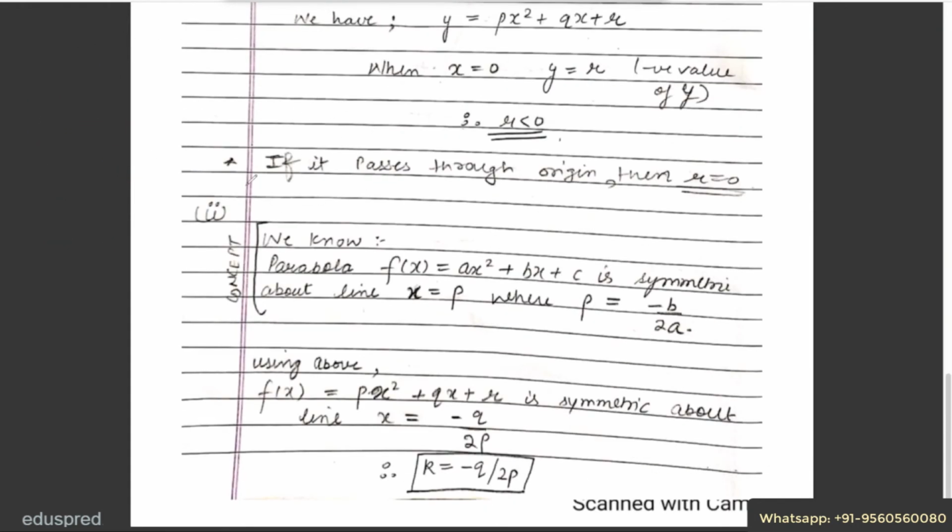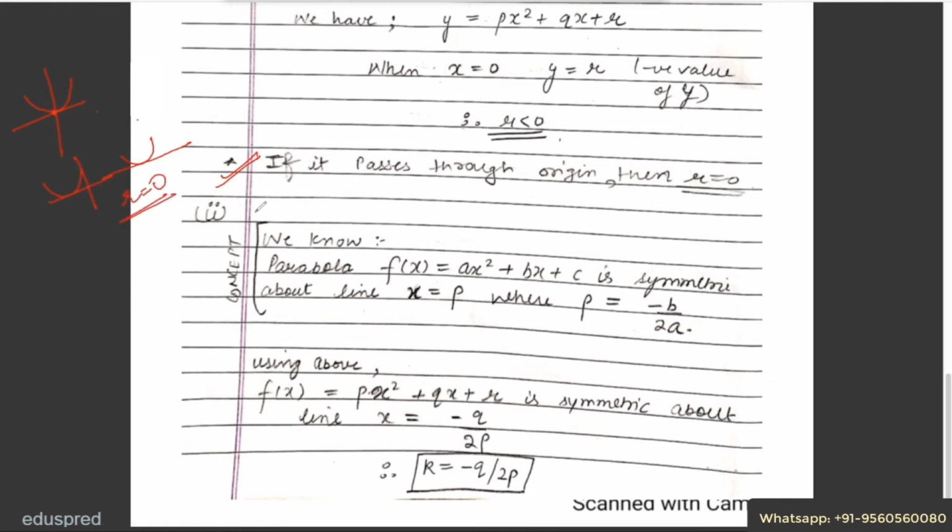Now, one thing more. In your previous part, if the graph passes through the origin, that is, if it looks like this, or it could be like this as well, or this, if I extend the x-axis here, then in all these cases, your R is equal to 0.